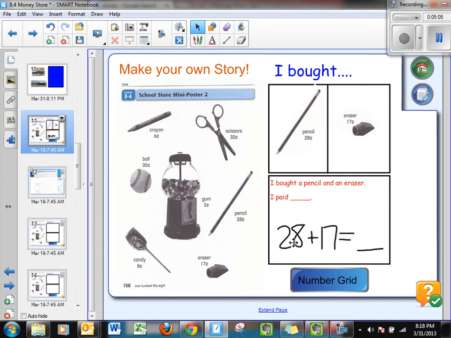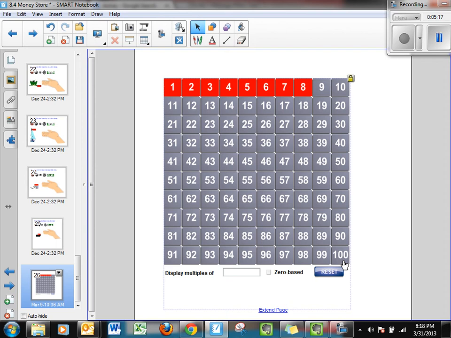Remember those two numbers, 28 plus 17. You can always start at your first number. So we'll start at 28. The second number tells you how many hops you need to take. So 28 is where I'm going to start, and I'm going to take 17 hops. So again, we'll start this over. 28 is where we're going to start, and we're going to take 17 hops. So you can count with me in your head. 1, 2, 3, 4, 5, 6, 7, 8, 9, 10, 11, 12, 13, 14, 15, 16, 17.